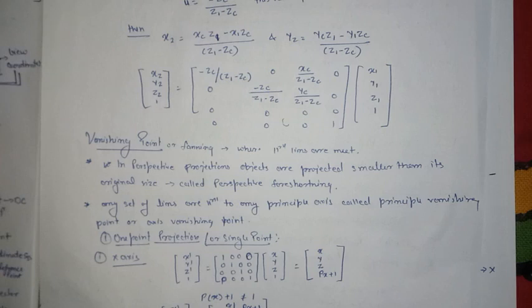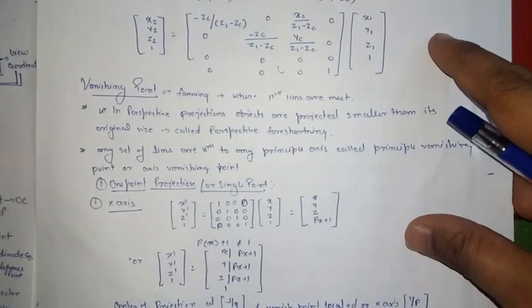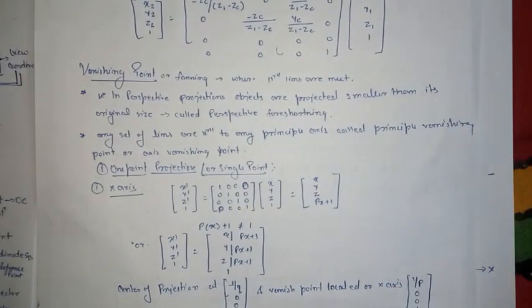So how can we find the 1 point projection, or single point vanishing point? We have to discuss this first: single point perspective projection. First we talk about the x-axis. If we are seeing one object and in the x-axis the vanishing point is coming, how can we calculate it? A single point perspective transformation, that is, one point perspective projection, occurs when only one principal axis intersects the plane of projection.